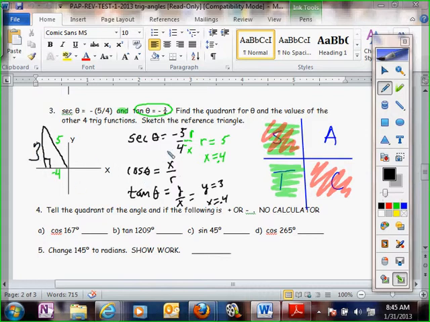And now I can find those other values that it's asking me for because I have x, y, and r. So when they give you one trig function, you're going to have to use Pythagorean theorem to find the missing value. When they give you two, most likely you will not have to do that, and you just have to find the values using this information.